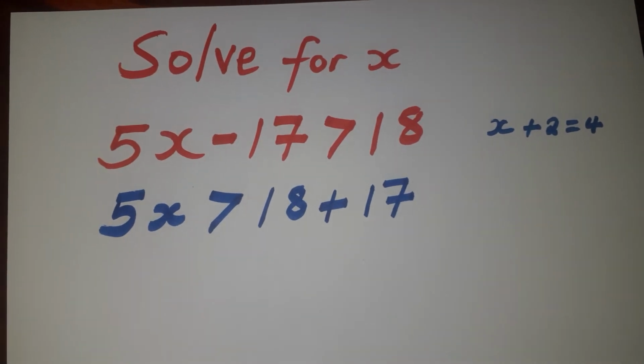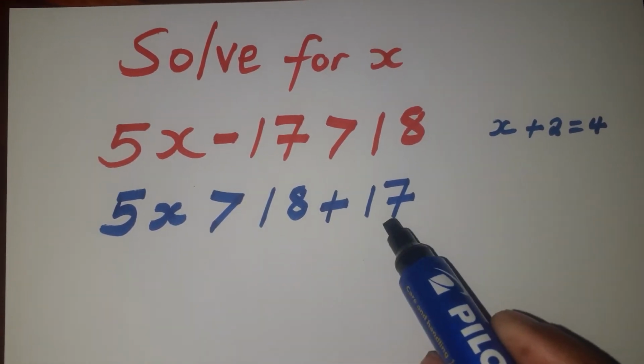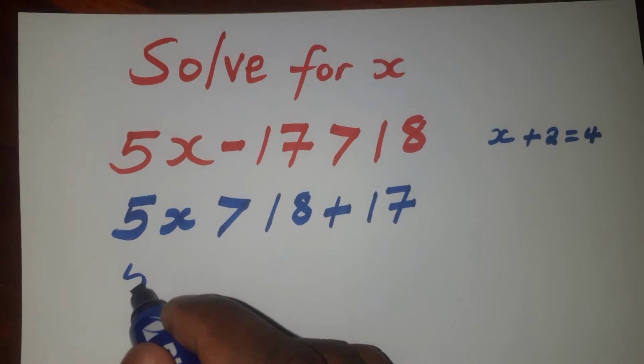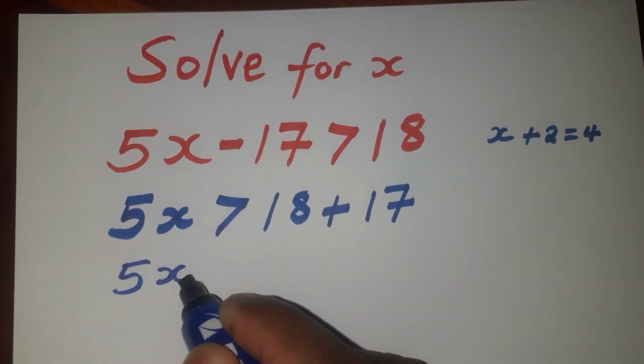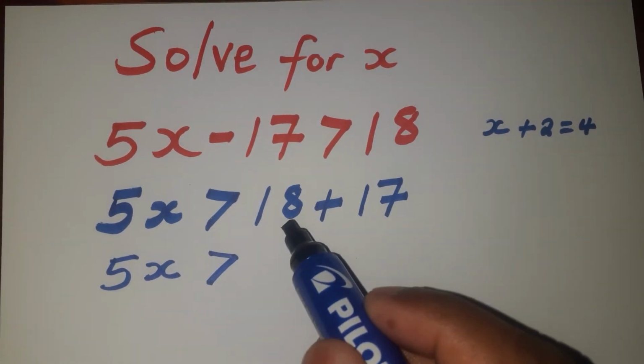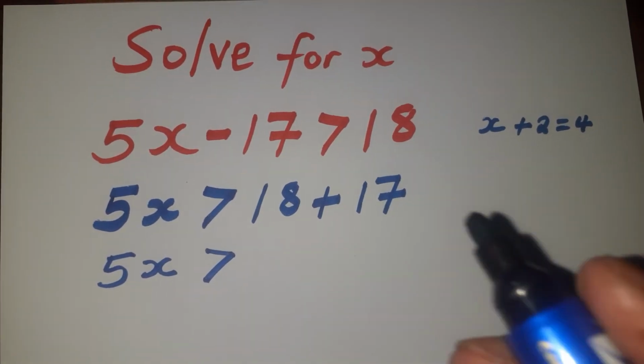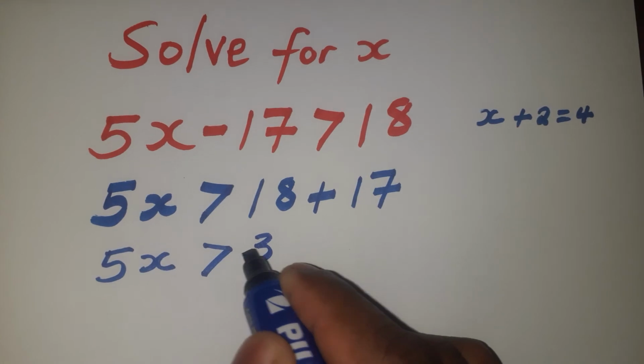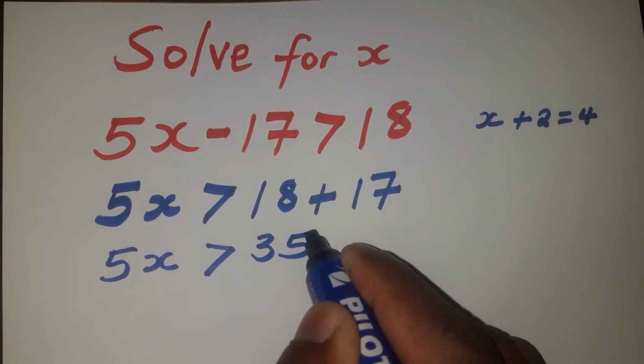Now after that, we can simplify that. This side will still have 5x greater than 18 plus 17. That should give us 35.